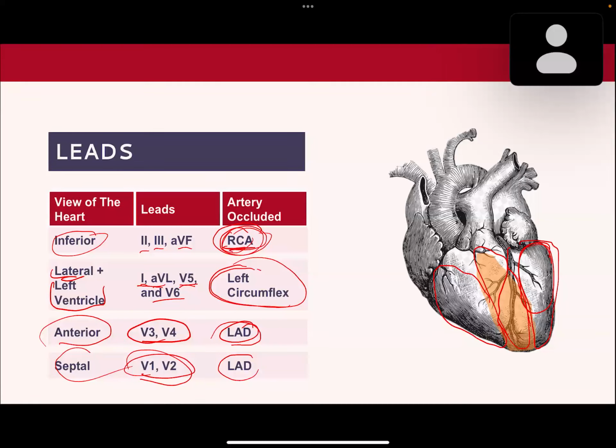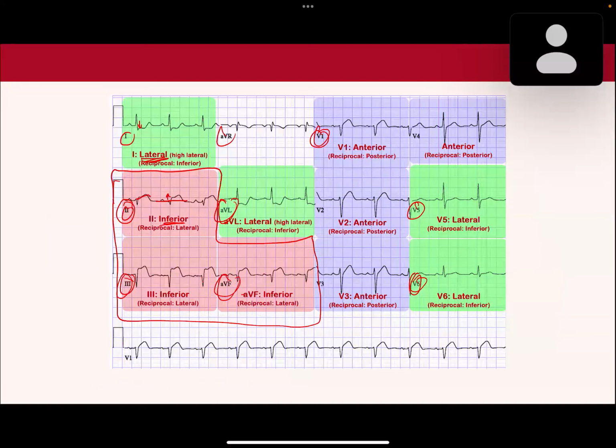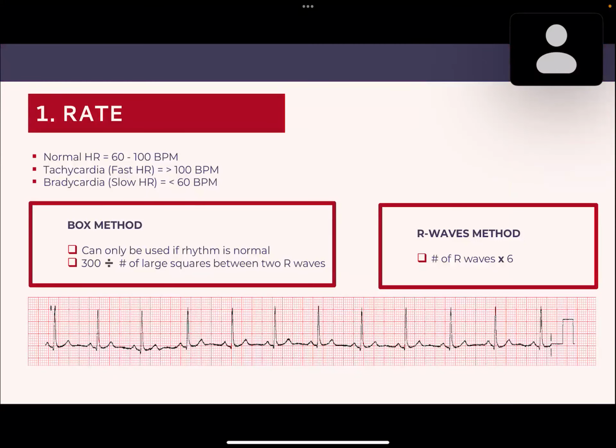It's okay. You guys can take your time and memorize this. But if you have any other questions, just let me know. Okay, how do you read an ECG? There's a bunch of steps that you guys should take to be able to read an ECG. There are 10 steps. Starting off with the heart rate. How can you calculate the heart rate on an ECG paper?